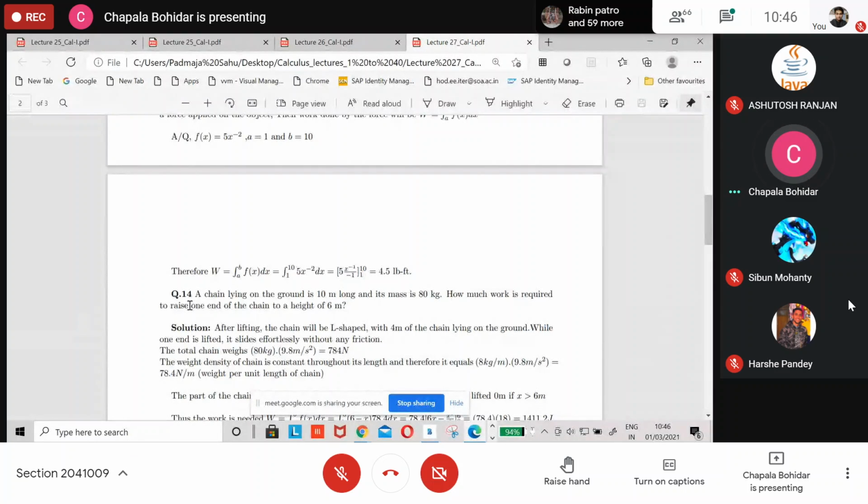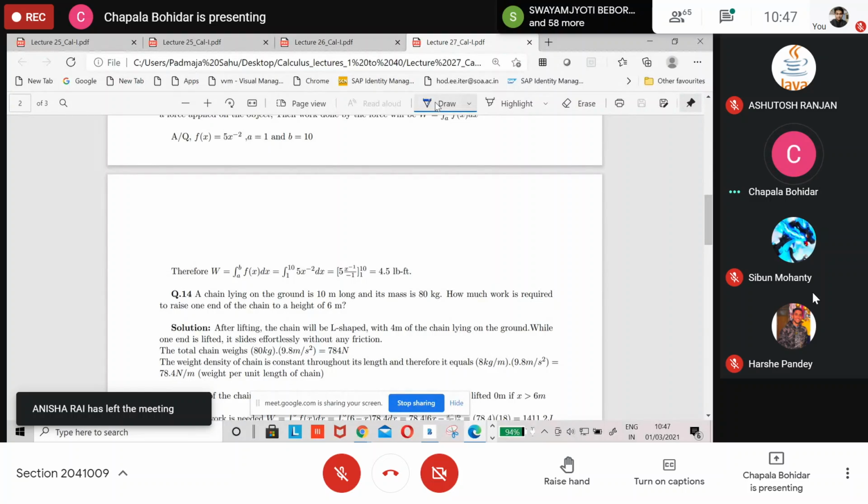Now, question number 14. A chain lying on the ground is 10 meters long and its mass is 80 kg. How much work is required to raise one end of the chain to a height of 6 meters?